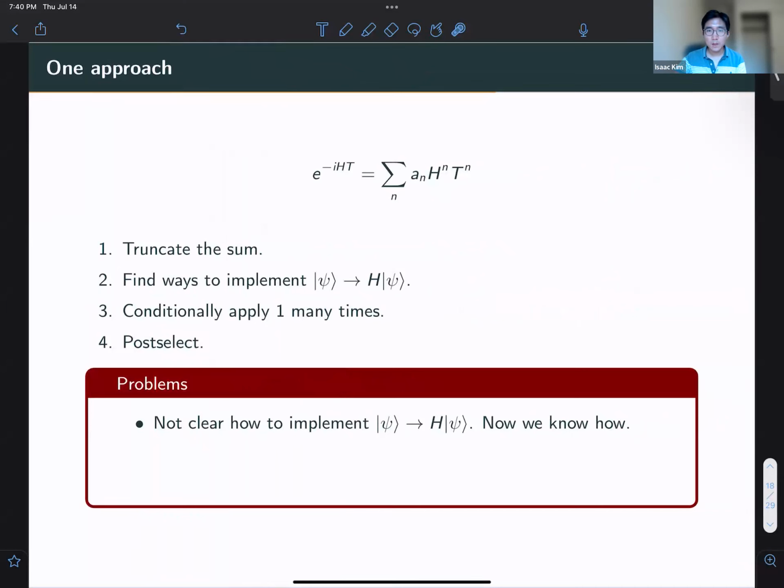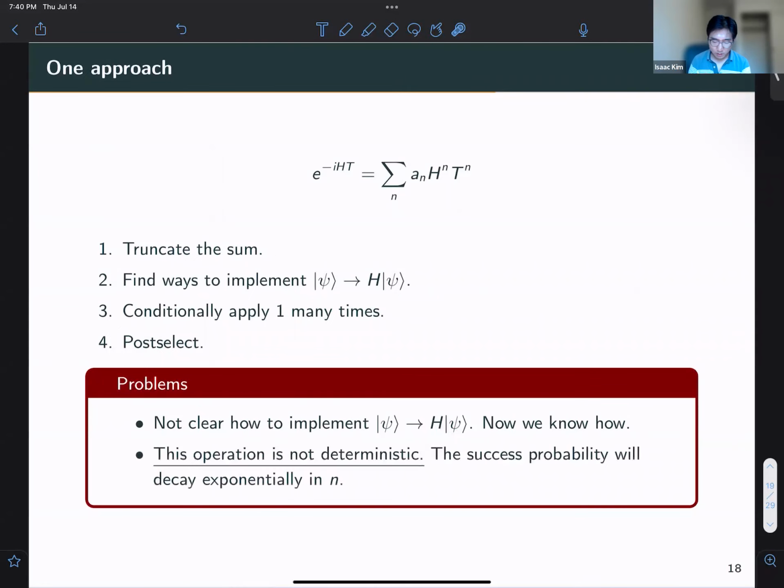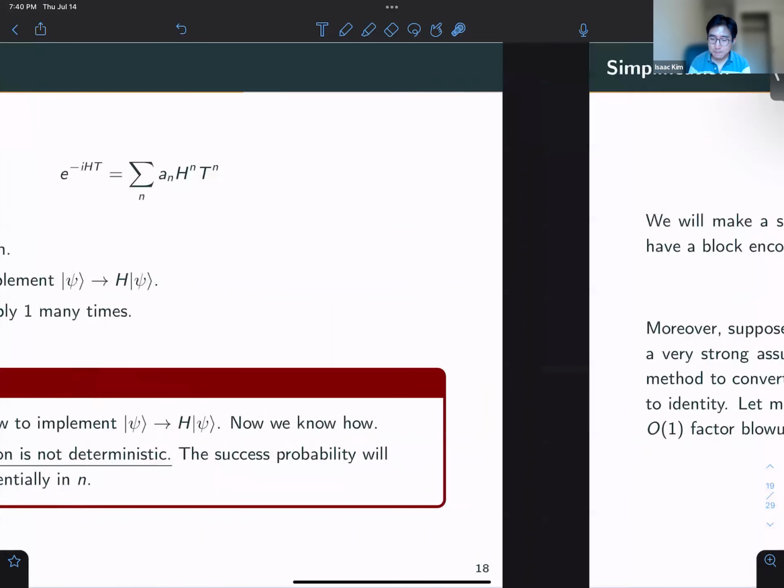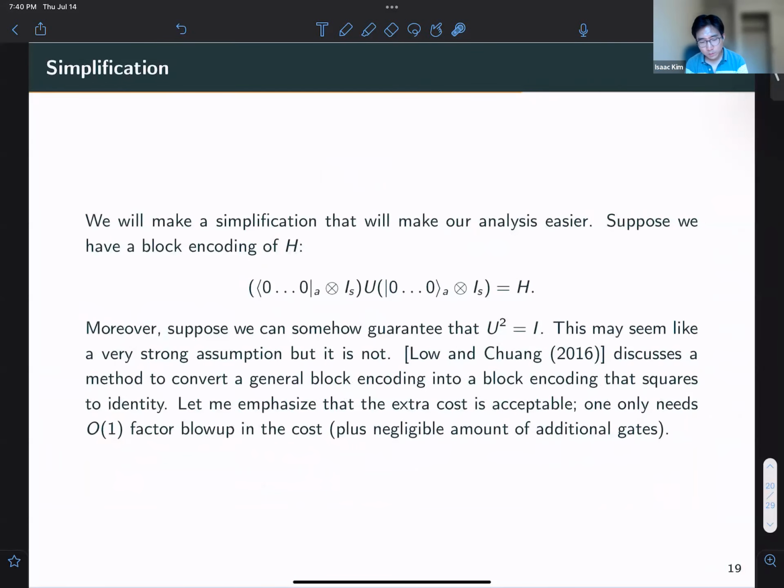Okay, so I gave you this high-level explanation on what people are doing, but there are two issues. One issue was that it wasn't clear how we would implement this psi going to H psi, but now we know it. But the second issue was that this operation of applying H to psi is not deterministic. So if you want to apply H many times, then the success probability will probably decay exponentially. So how do we deal with that? So qubitization basically solves this problem.